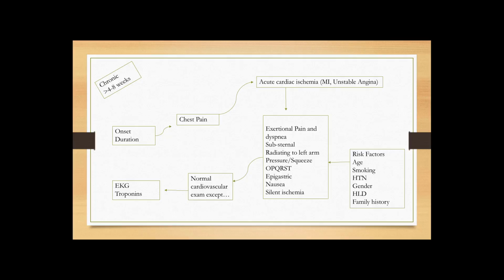Alright, so now we move on to the chronic causes of dyspnea. So remember from the very first couple of slides that chronic causes were parallel to acute causes, so usually dyspnea of longer than 4 to 8 weeks duration.